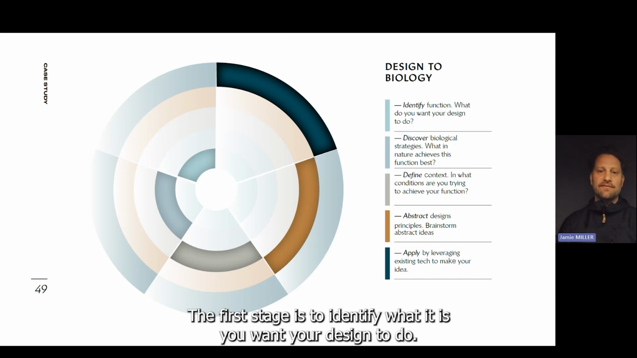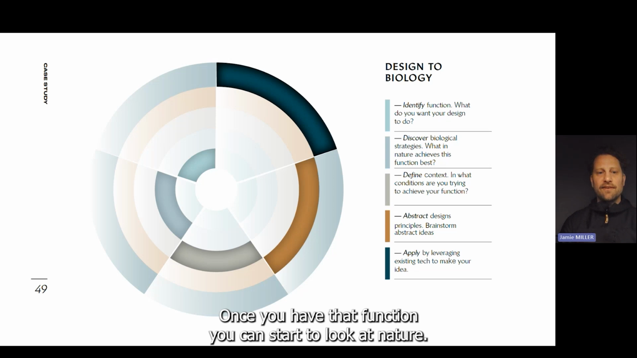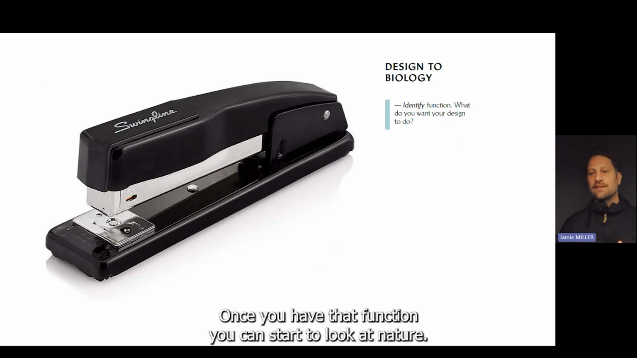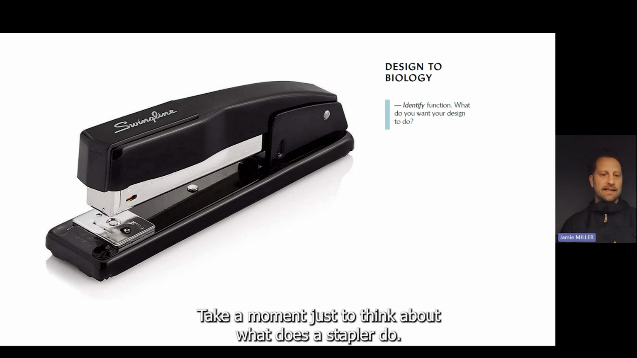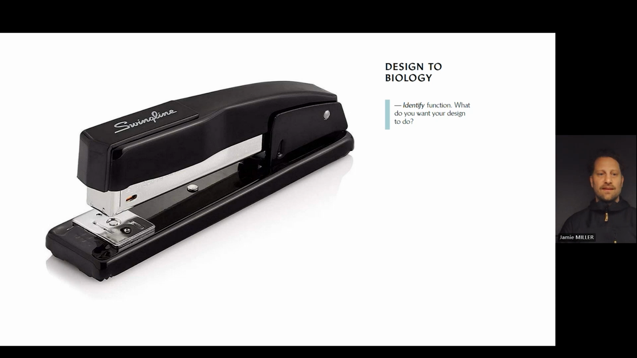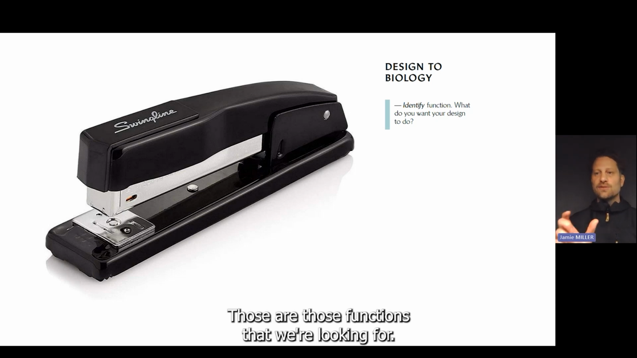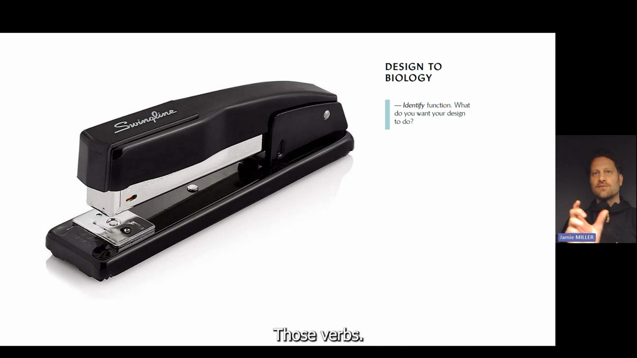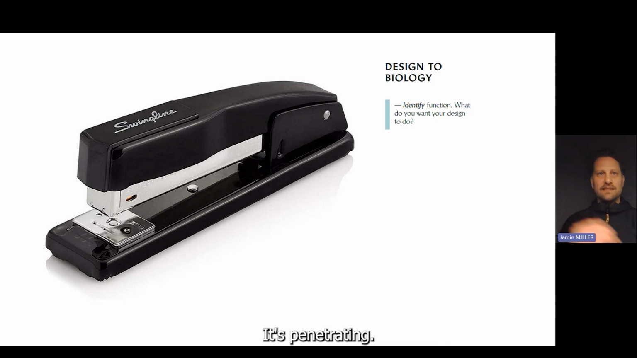The first stage is to identify what it is you want your design to do. Identify that function. Once you have that function, you can start to look at nature. And I'm going to give you an example. If you all look at this image, what is the function of a stapler? Take a moment just to think about, what does a stapler do? You may think it sticks, it adheres, it collates, it puts things together. Those are those functions that we're looking for, those verbs. It also has a piercing technology. So it's piercing, it's penetrating, it's kind of striking.